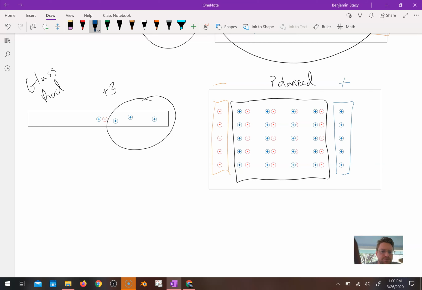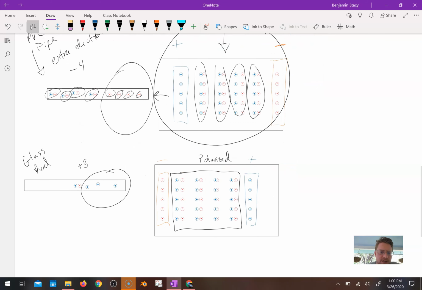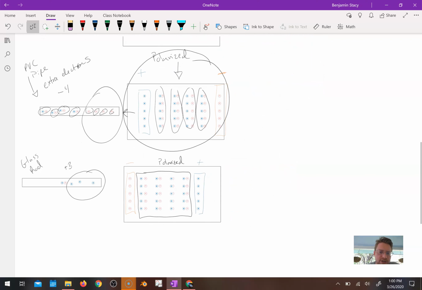All right, so there's two examples of how you could polarize something without touching it. You can just bring a charged object close to a neutral object, and you can polarize the object, kind of like saying a magnet is polarized. It has a north side and a south side. So you have a material now that has a positive side and a negative side. That's polarization.